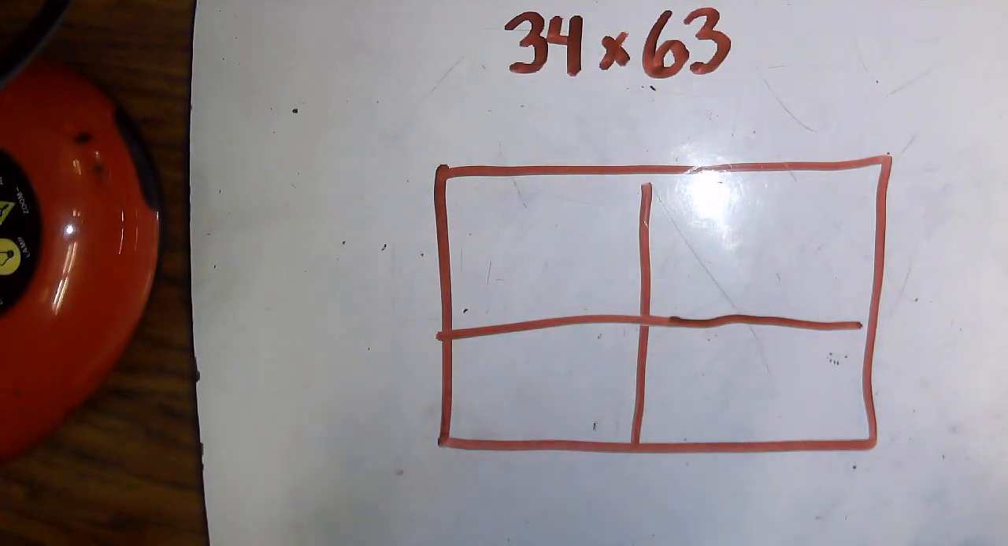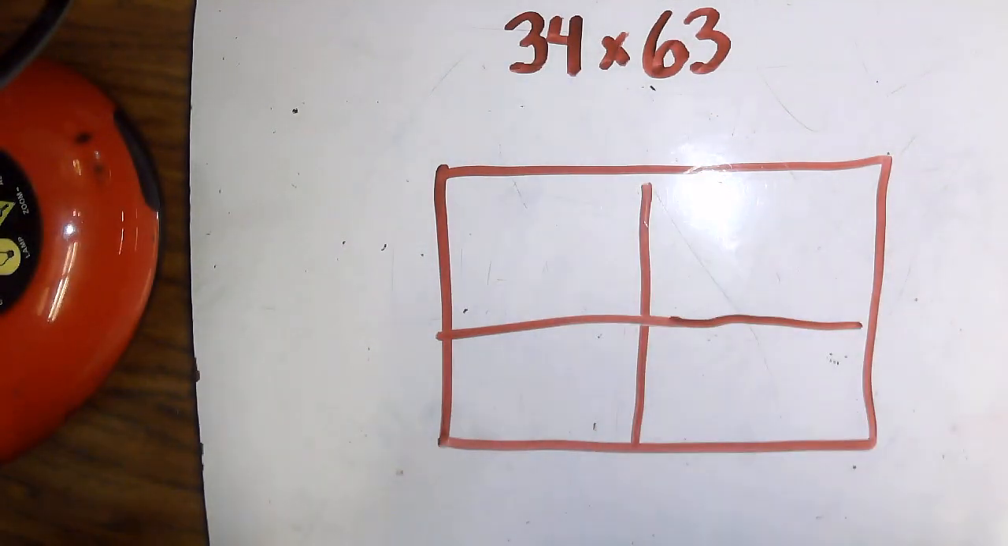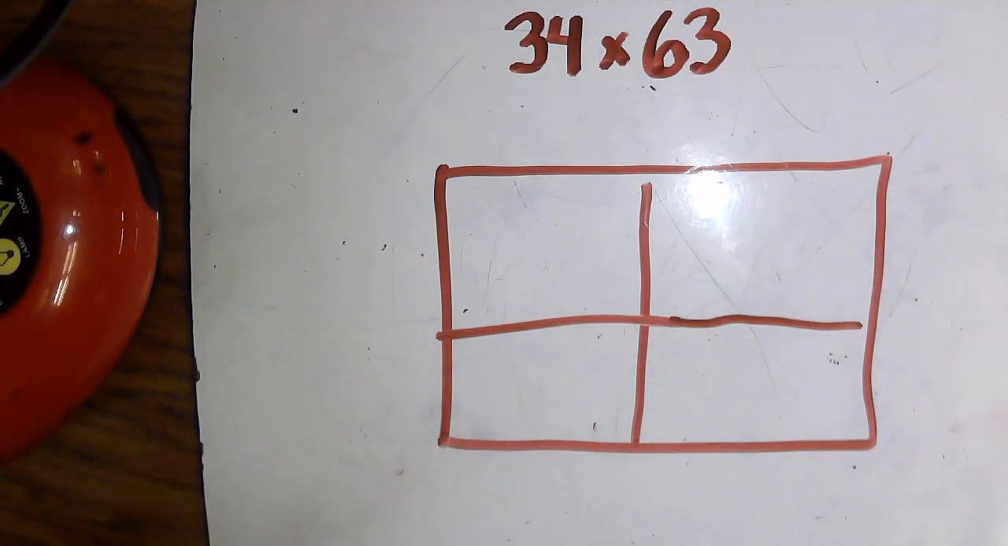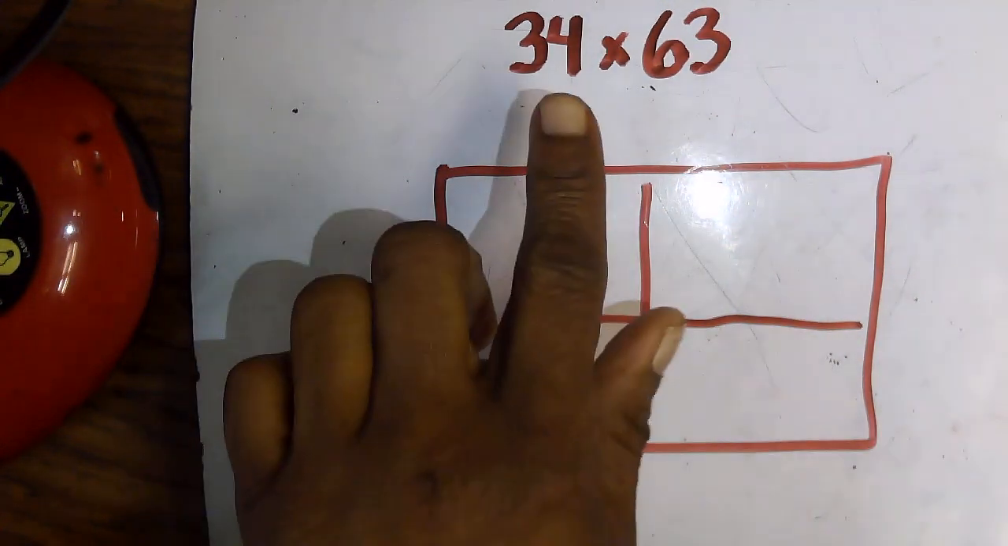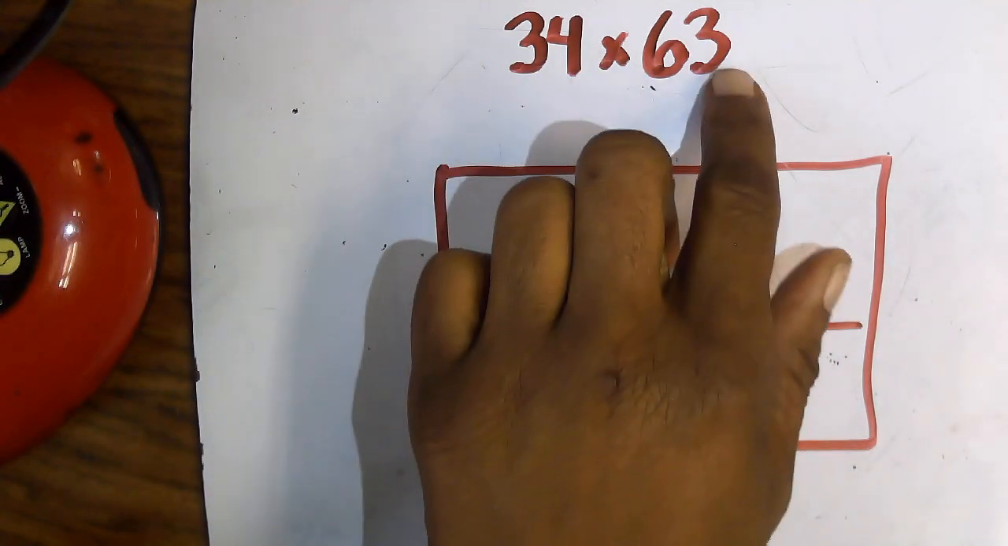So we're going to continue our multiplication and division. The first thing we have is a 2 by 2. We have 34 times 63. And the students are responsible for doing the area model only with the 2 by 2. So we have 34 here and 63.